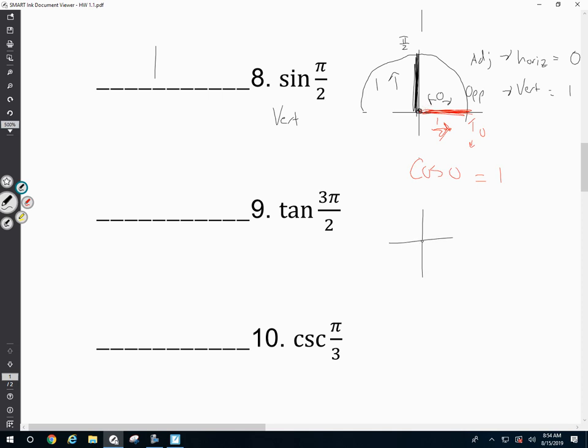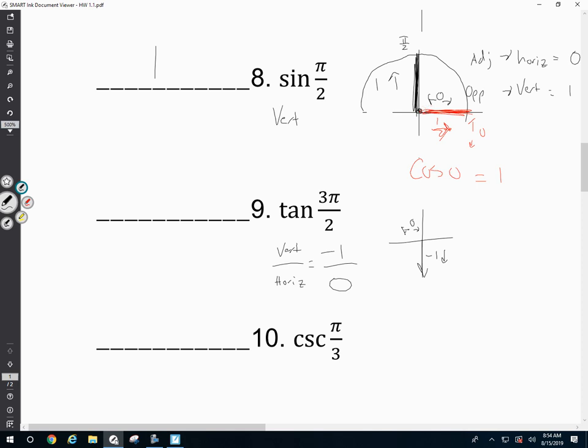Another extreme, 3 pi over 2 is down here. Tangent, opposite over adjacent, vertical divided by horizontal. Vertical distance, I'm going down 1. Horizontal distance, I'm not traveling to the left or to the right at all. So vertical, horizontal, that would be tangent, opposite over adjacent.